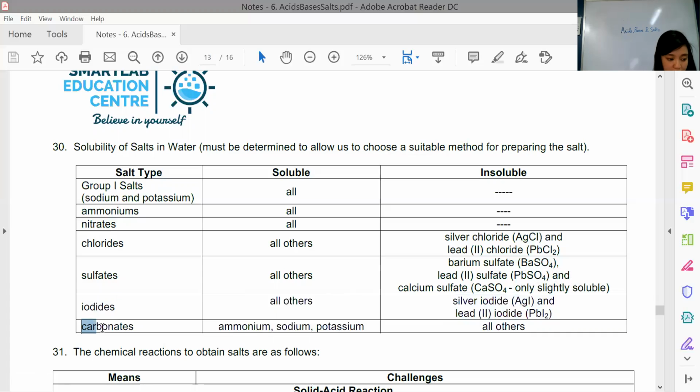And lastly, any compounds that contain carbonate are mostly not soluble except for ammonium carbonate, sodium carbonate, and potassium carbonate.